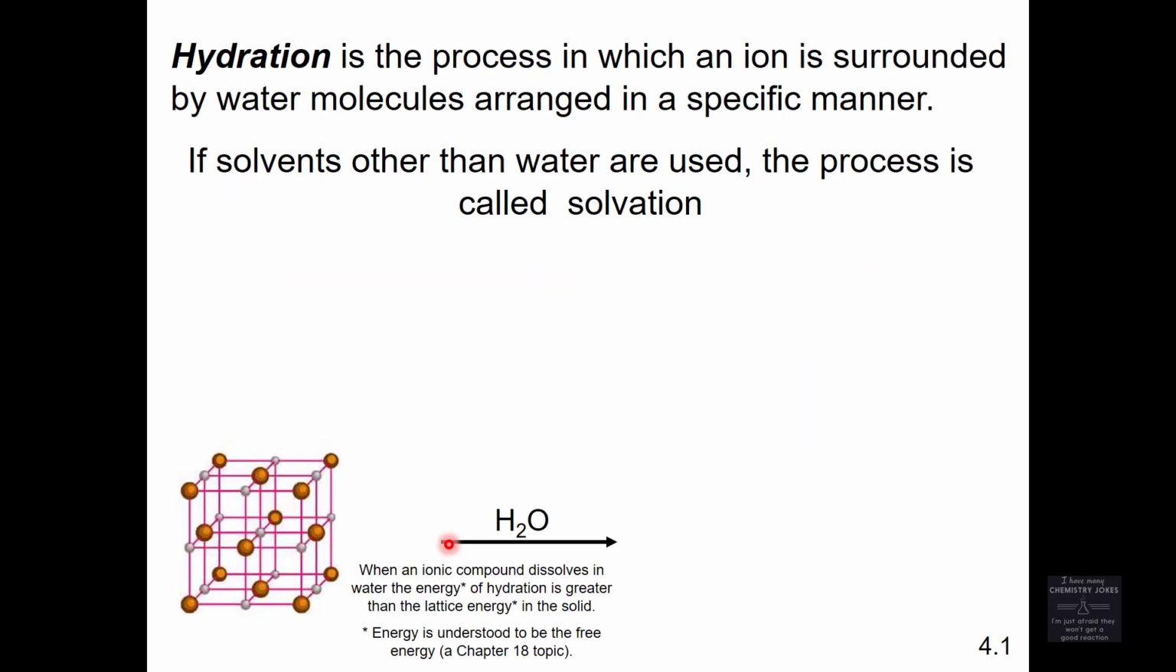Okay, more definitions. Hydration: the process in which an ion is surrounded by water molecules arranged in a specific manner. So if you dissolve sodium chloride in water, the sodiums are all positively charged cations, and they're going to associate with water in a certain way. So water is a polar molecule. We're going to draw Lewis structures and talk about dipoles and all that stuff way later in chapters 9 and 10. But water is a polar molecule. It's got electron density gathered on one side of it.